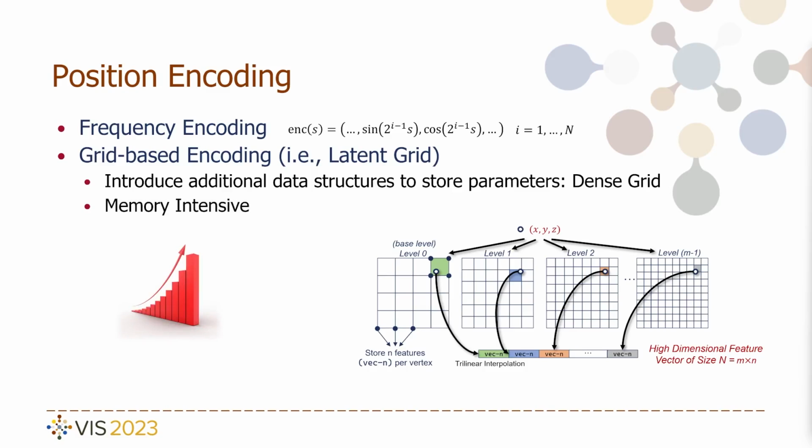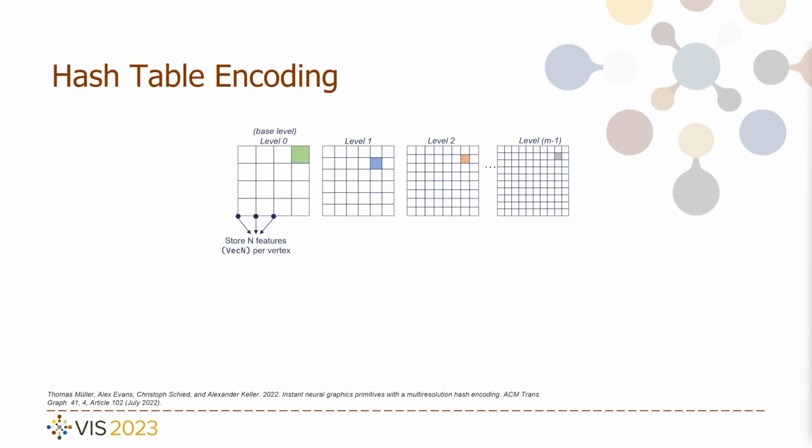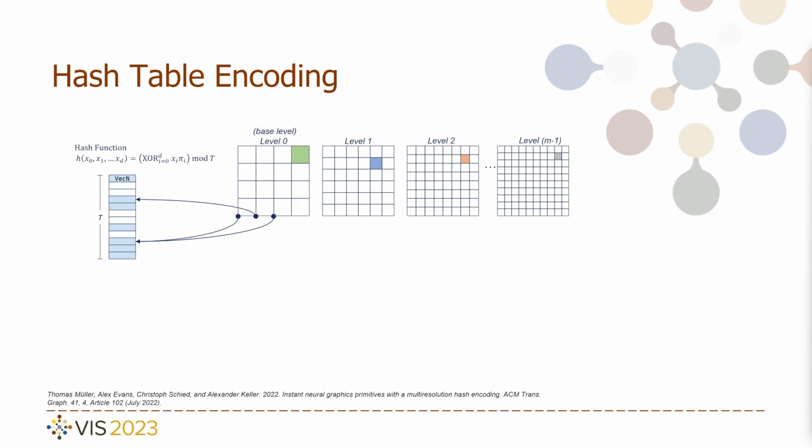To tackle the memory-intensive challenge of grid-based encoding, a novel method has been introduced. Instead of storing features in a traditional 3D array, this approach utilizes a hash table to house these features. Intriguingly, the method intentionally avoids resolving hash collisions. As a result, multiple grid vertices from the same resolution could map to an identical feature vector. This intentional overlap leads to a substantial reduction in memory usage. We found this method is also very effective for scientific data.